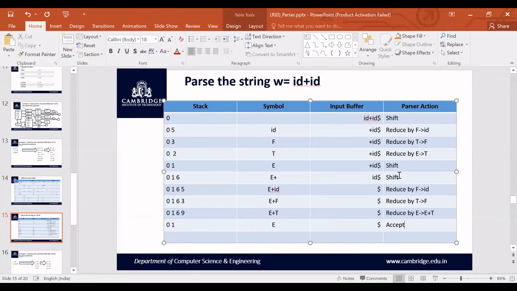So when you get accept in the parser action, it means that the parser has successfully parsed the given input string. Okay, so you have to keep on doing this until you get accept or until you get an error. When you cannot reduce anything further, you have the start symbol, and you don't have any more symbols in the input buffer, still if you're not able to accept, then it is an error.